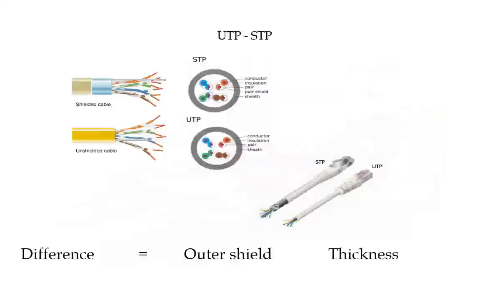Twisted pair cables are available in two types. One is STP, another one is UTP. STP means shielded twisted pair, UTP means unshielded twisted pair. There is no difference inside the cable in material or inner insulation. The difference is the outer shield, where STP uses a thick outer shield material. That's why that cable is normally thicker than UTP. UTP is used in interior cabling and STP is used in exterior cabling.